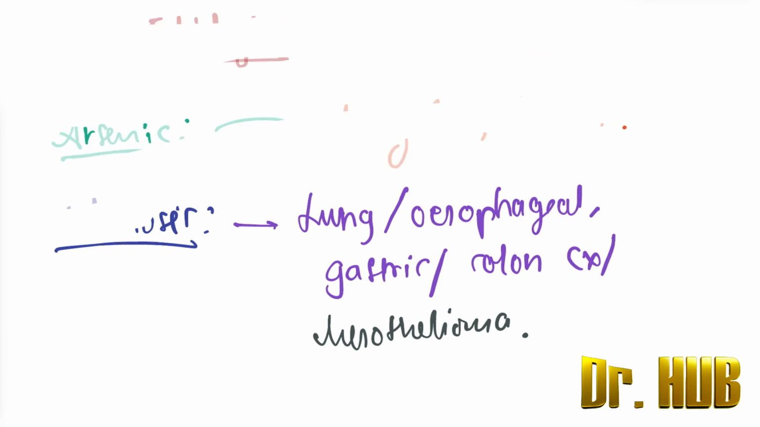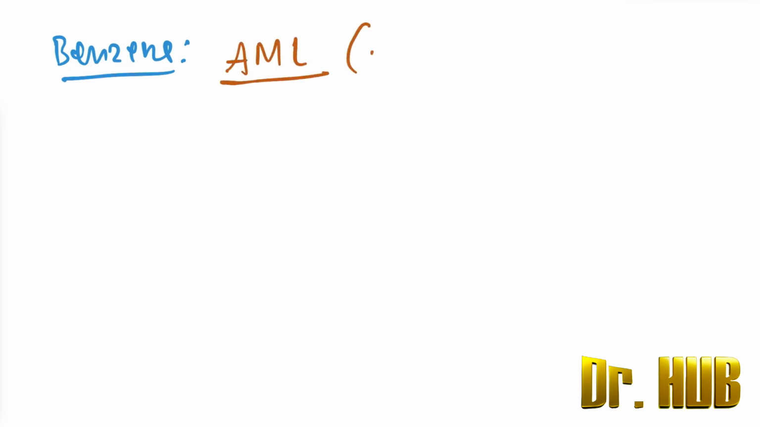Then we move on to benzene. In terms of benzene, what do we have? It is associated with acute myeloid leukemia. So AML, let's write it down: acute myeloid leukemia.